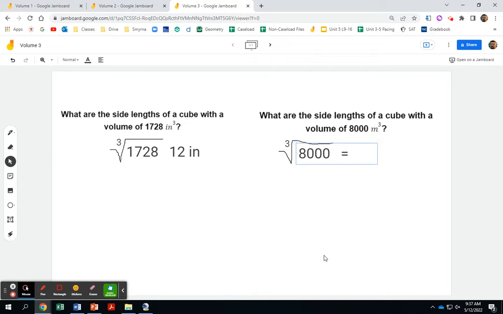Who can do the cube root of 8,000 in their head? Anyone? Anyone? Who said it? What is it? Amazing. That's the first time I ever saw somebody do cube root of 8,000 in their head. Well, let me check you on the calculator.